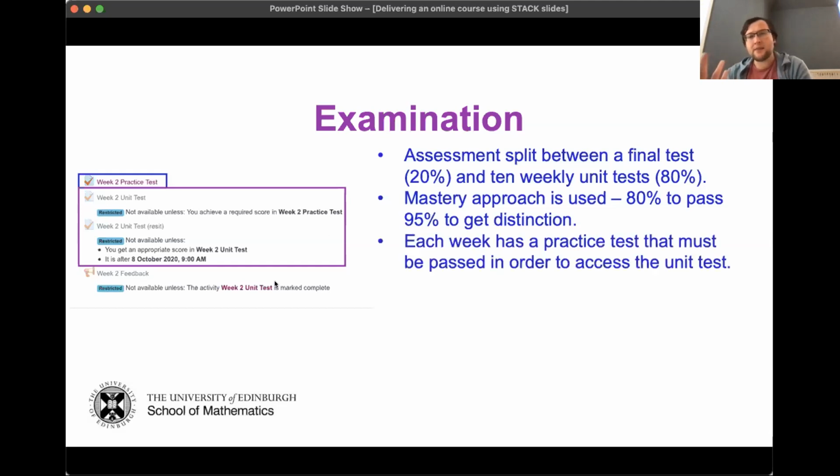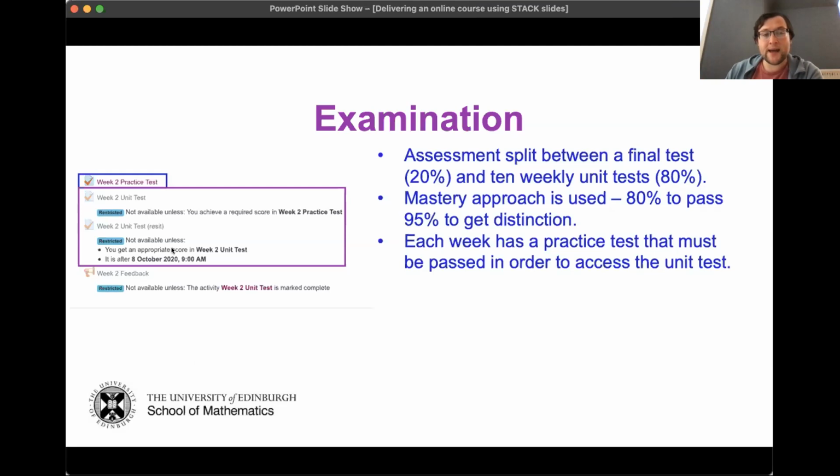And to offset the fact somewhat that these are high requirements, we had a practice test before every unit test. And in order to access the unit test on the STACK system, a student has to have taken the practice test and passed it. So they have to have taken the practice test and got 80% or above. Only then does the unit test unlock. So by the time they actually get to the unit test that counts, they've given evidence that we would expect them to be able to pass that test.